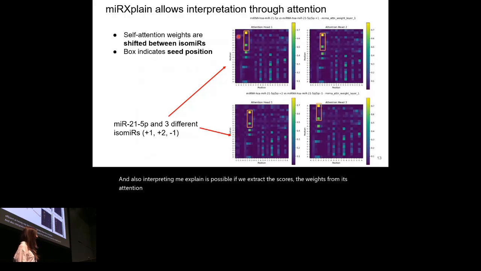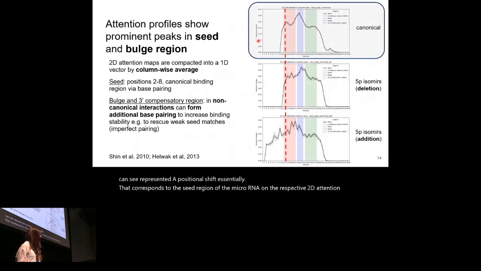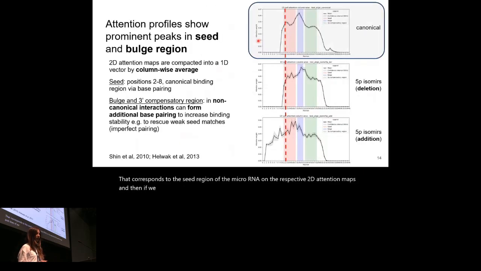So for example, here, if you look at miR21 and 3 of its isomiRs, you can see represented a positional shift, essentially, that corresponds to the seed region of the microRNA on the respective 2D attention maps. And then if we compact the attention maps into attention vectors, performing a column-wise average, we can easily highlight different regions along the microRNA sequence.